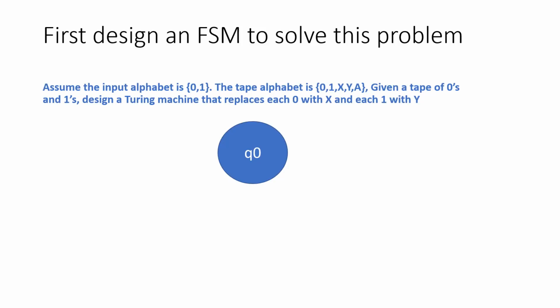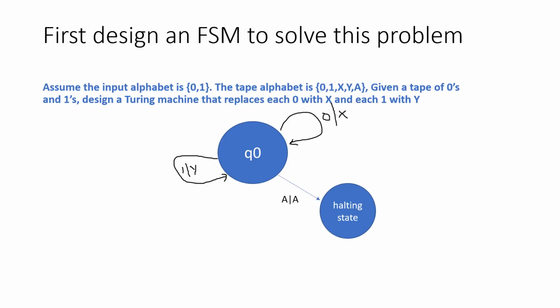We have a state called Q naught. In Q naught, I will design the transition function such that if we see a 0, we write an x and stay in Q naught. If I see a 1, I write a y and stay in Q naught. Now here we assume that the tape has another character called A, which indicates the end of the input. So if you read an A, we write A and go to a halting state. So now the next question is, how do we describe this using transition functions? So let's take a look at that.